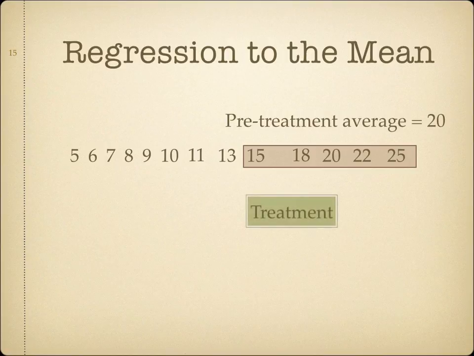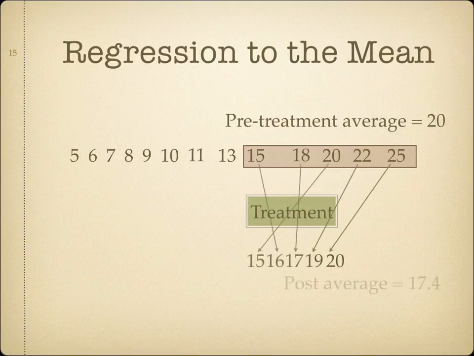Then we put them through treatment, and then they come out, and we see the 25 went down to 20. Woohoo, looks good. The 22 went down to 19. That's some improvement. And the 20 went down to 15, and the 18 went down to 17, and the 15 went up to 16. For a post average of 17.4, that looks like there was some improvement, and we're very proud of ourselves, right?